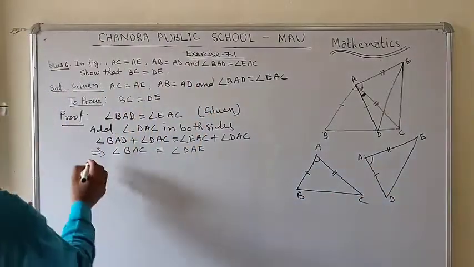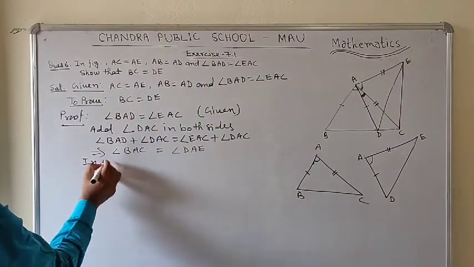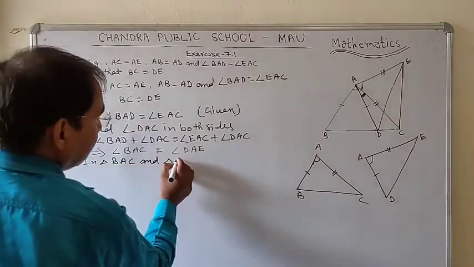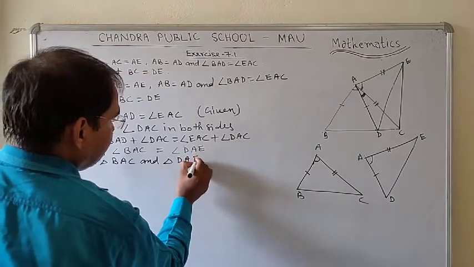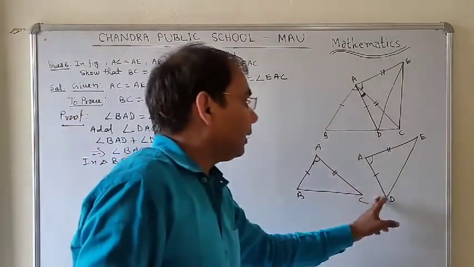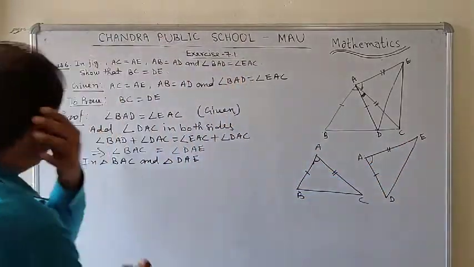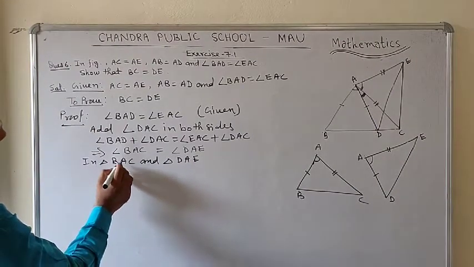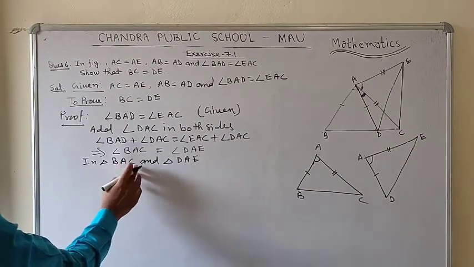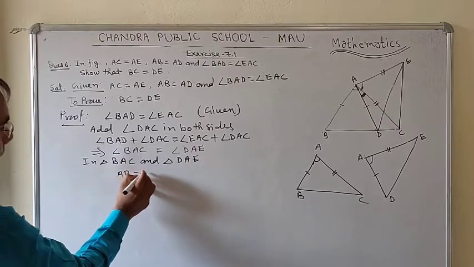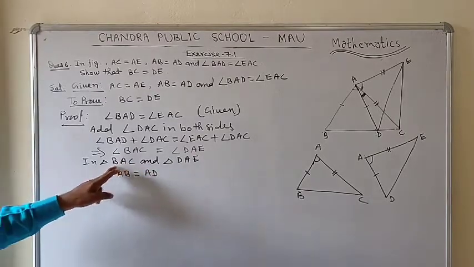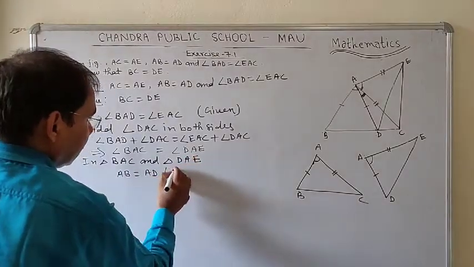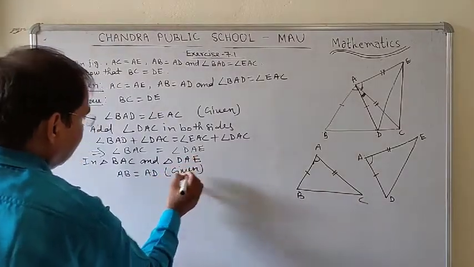So here you will write: in triangle BAC and triangle DAE, what things are equal? It is given that AB equals AD. Here you can find AB and AD are corresponding sides. So it is given in the question that AB equals AD.